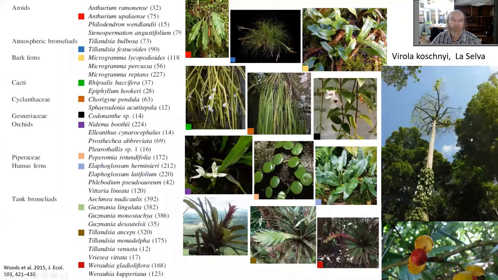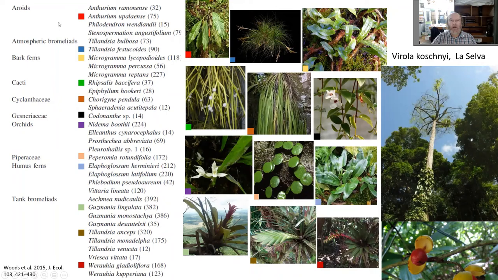And so that we don't just talk about bar graphs, these are epiphytes from a single epiphytic community on a Virola tree in La Selva, which is a lowland neotropical forest. And there are some examples of different types or taxa of epiphytes.